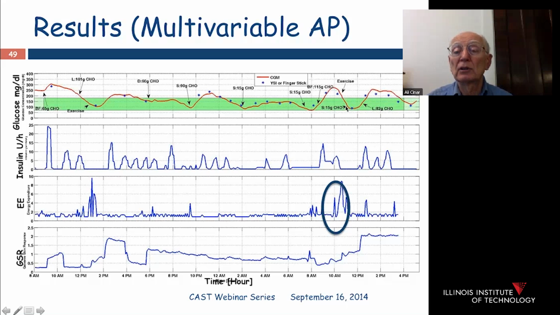And here you could see that it just levels down in a nice way with just a small amount of carbohydrate that's given as a snack, and there is no hypoglycemia in this particular case.